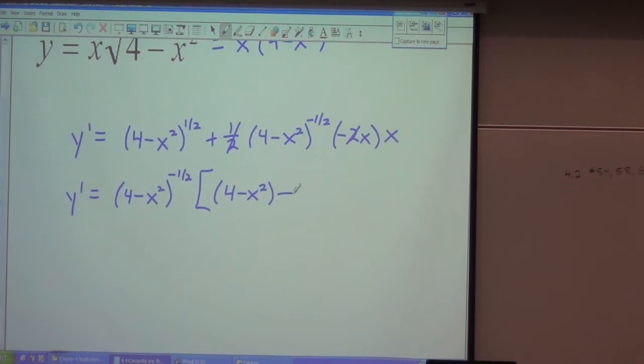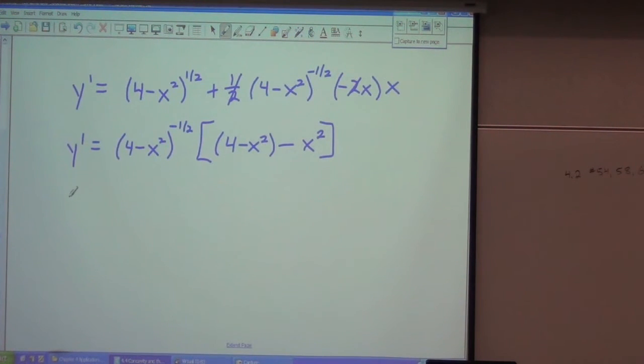Then over here we have this minus. We took this out, so we're left with x times x, which is x squared. Oh, look at that. So no need for our fretting earlier, we were all worried about this. Now we can leave it this way if we want: (4 minus x squared) to the negative 1 half, and then up here we get 4 minus 2x squared.